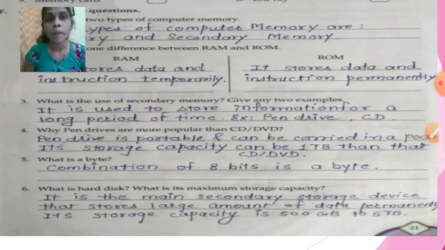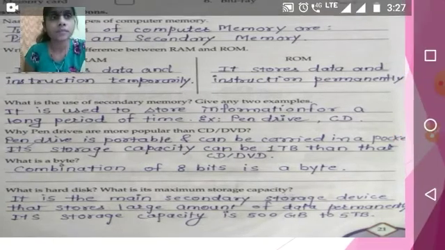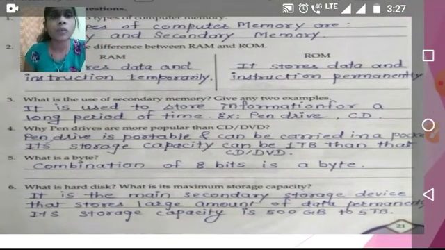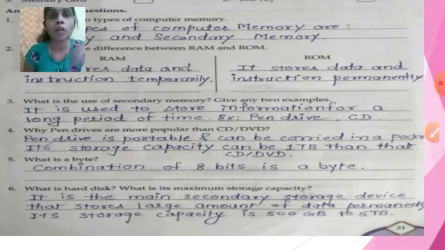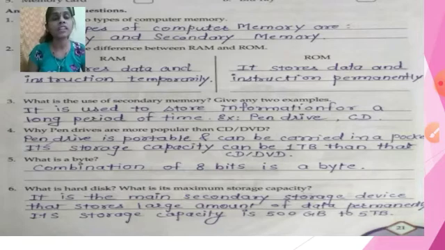Now fourth, why are pen drives more popular than CD and DVD? Very easy answer. A pen drive is portable and can be carried in a pocket. Its storage capacity can be 1 TB, terabyte, more than that of CD and DVD. It can store more than CD and DVD, and also it is portable. That's why pen drives nowadays are more popular than CD and DVD.